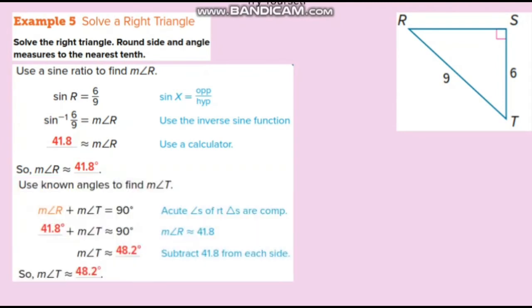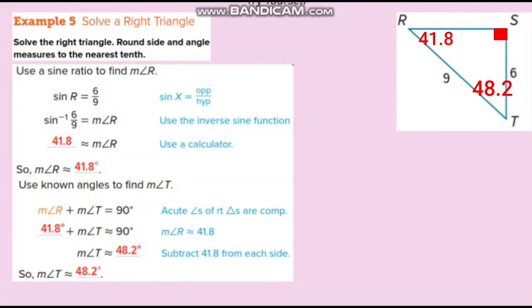Now we have the measures of two angles, which are R and S. S is 90 degrees and R is 41.8 degrees. To find the last angle, T, you will subtract 90 minus 41.8 to get 48.2 degrees.